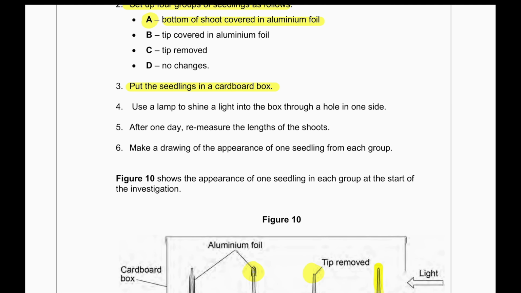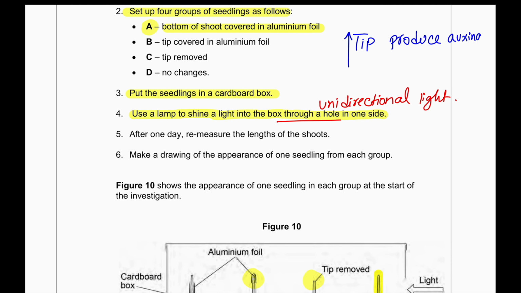Put the seedlings in a cardboard box. Use a lamp to shine a light into the box through the hole from one side. So this is a unidirectional light we are placing here. Now one thing we need to remember is that the tip of a plant produces auxin, which responds to light and dark. So let's see. After 1 day, remeasure the length of the shoot.